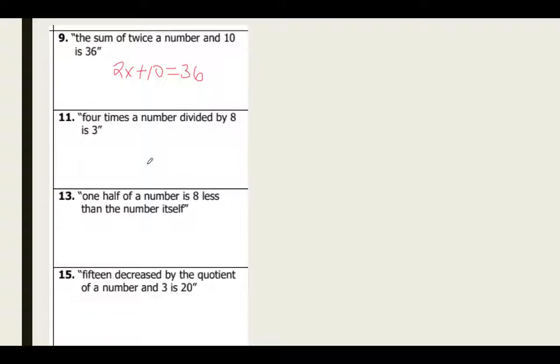4 times a number divided by 8. So we don't have to solve these, we're just writing an expression. 4 times a number divided by 8 is 3.